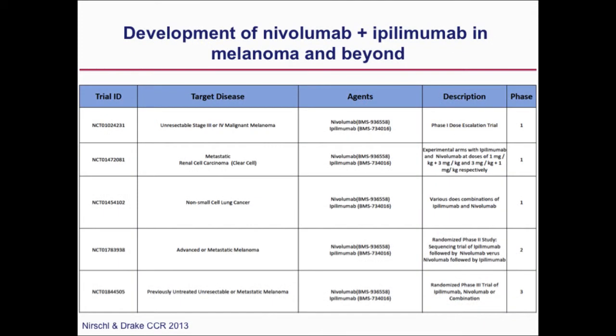So this combination of nivolumab and ipilimumab is being tested in melanoma, and I already showed you the phase 1 data. There is also a study ongoing now in melanoma, which is a phase 3 trial. But this combination is also now being tested in non-small cell lung cancer and in renal cell carcinoma. So I think that we're now going to use immunotherapy, and also this type of immunotherapy, beyond melanoma.